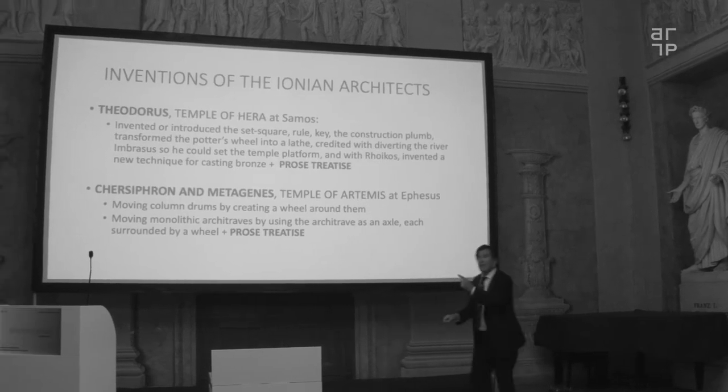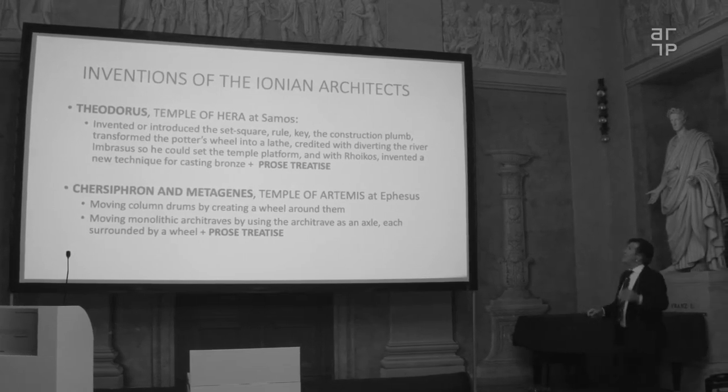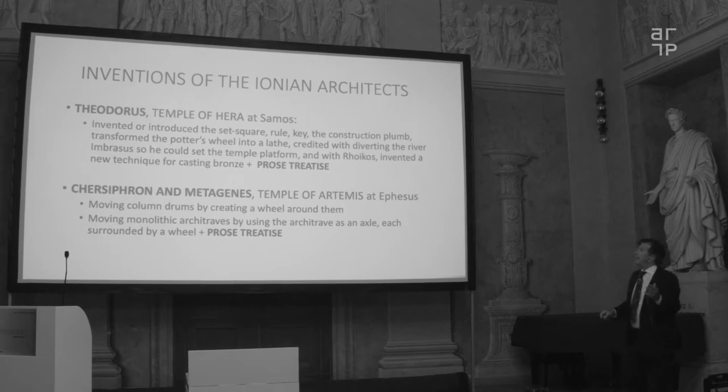Now, Theodorus, the architect of the Temple of Hera in Samos, invented or introduced the set square, the rule, the key, the construction plumb, transformed the potter's wheel into a lathe, credited with diverting the river Imbrasus so he could set the temple platform, and with Rhoikos invented a new technique for casting bronze and wrote a prose treatise, just like Anaximander.